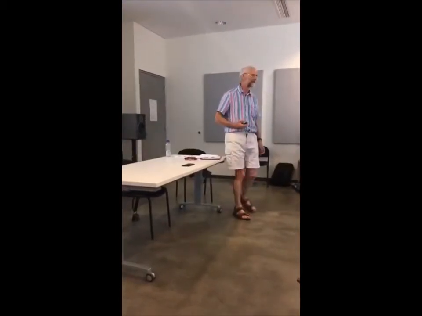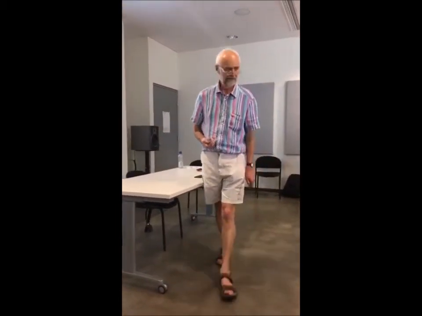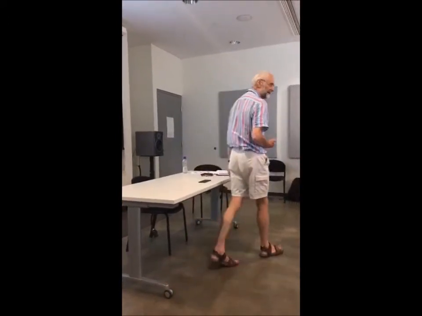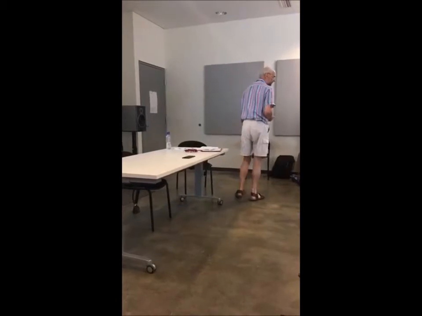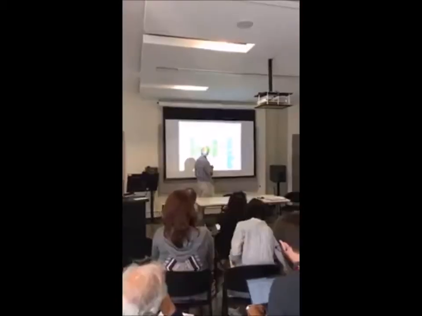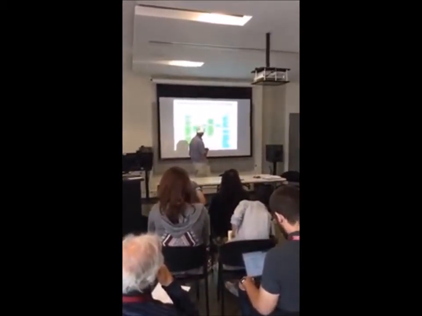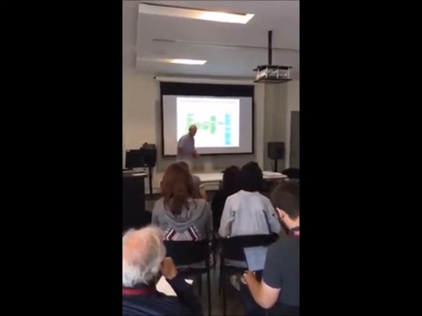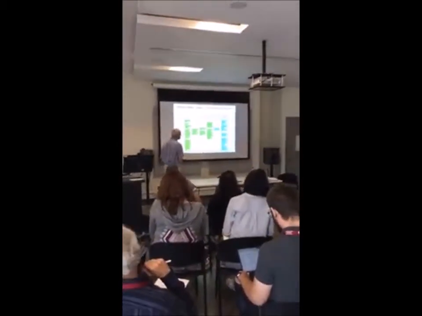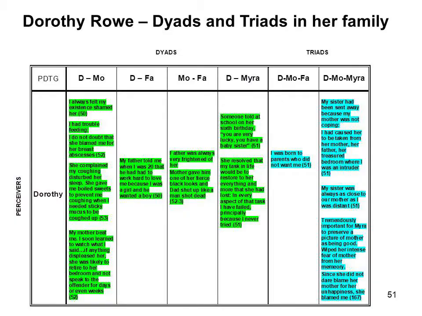What are some commonly occurring triadic constructs in our language? The father had a treasured bedroom when I was aware of some intruder. My sister was always close to our mother as I was distant. That's a new one. That's quite interesting, isn't it? It's a good example of bipolarity of a triadic construct. They were as close as I was distant. It makes it dynamically related.